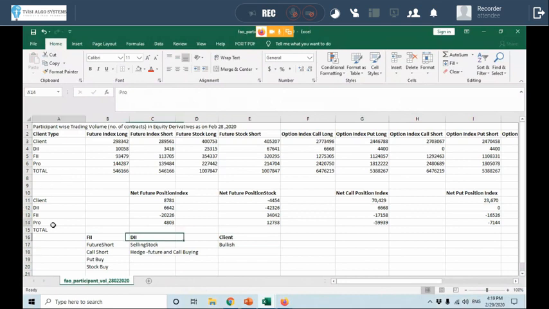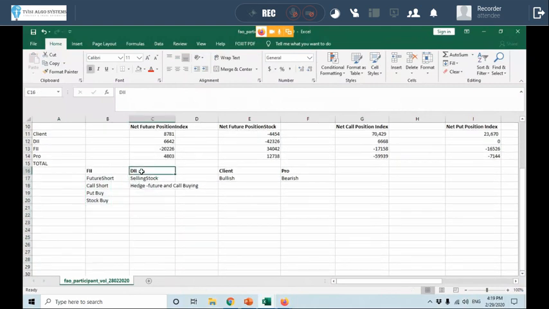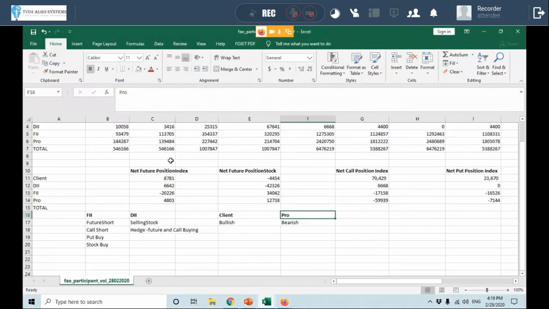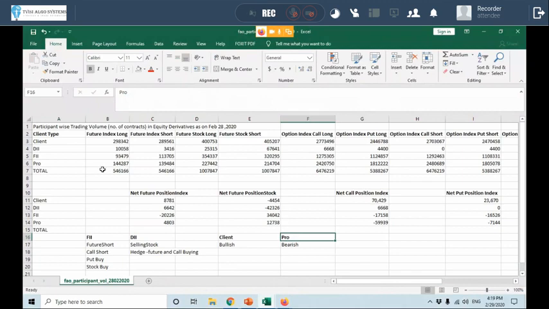Okay. Let's look at what the proprietary desk is doing. Future index bought, future stocks they have bought, call writing is big, and put they are buying. So eventually even pro is bullish, bearish, but still they are okay. FII is very bearish, little bearish, completely bullish, and little bearish. So this is how you understand this particular sheet.